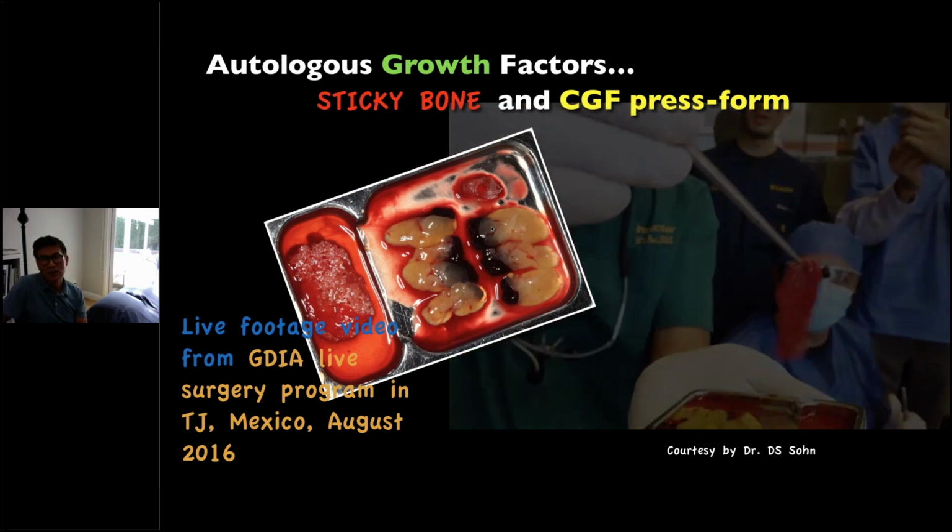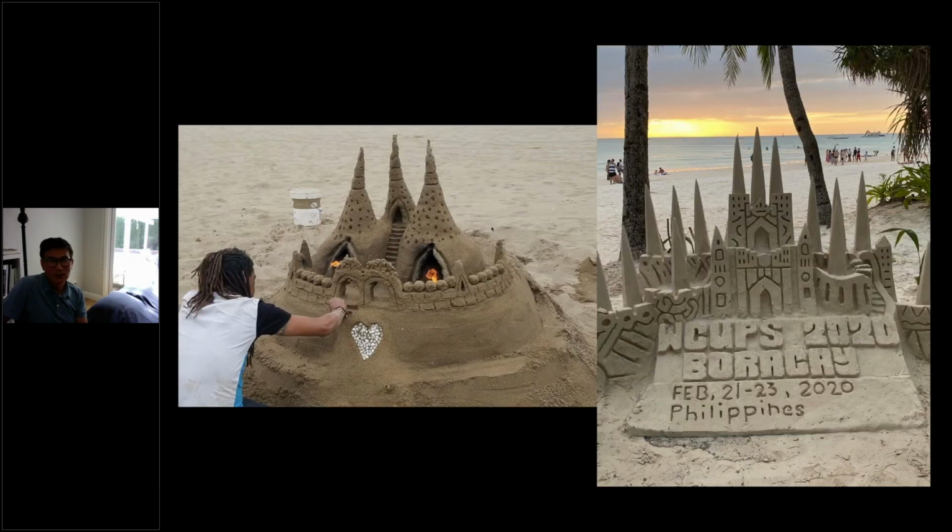So the point is this, the GBR. For success in GBR, obviously, it's like building a sand castle. The one on the left is Barcelona beach. The one on the right is Philippine Boracay. Obviously it's the same sand, maybe with some different components in the texture, but the bottom line is this.